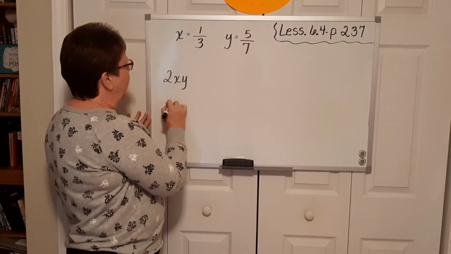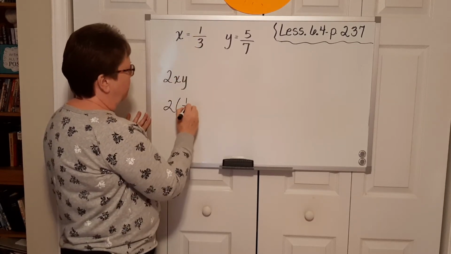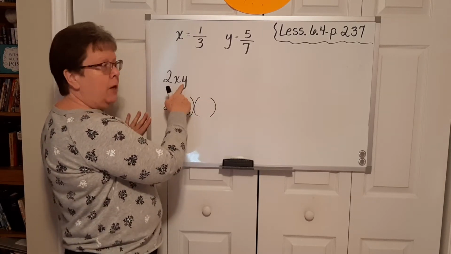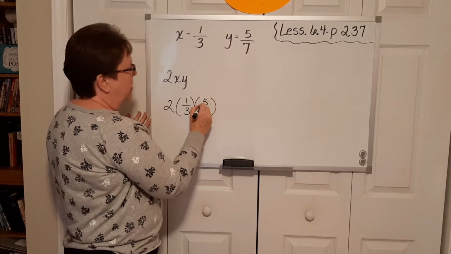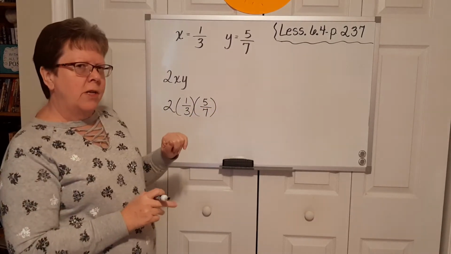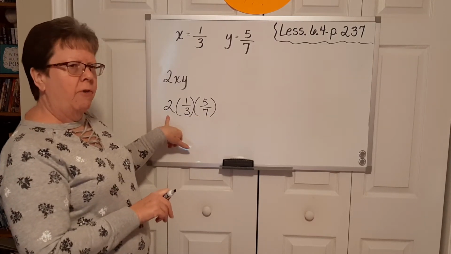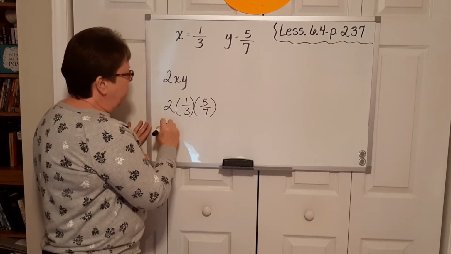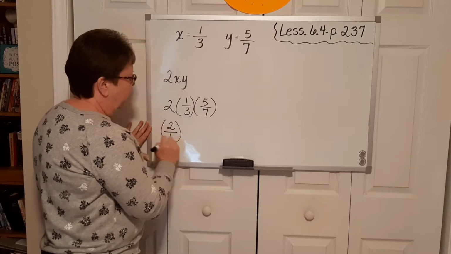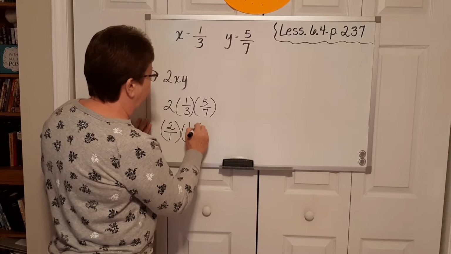So we're going to be multiplying 2 times x. Now x is equal to 1/3. Okay, and then we're going to be multiplying it by what y is equal to, which is 5/7. Now remember, when you multiply fractions, everything has to be in fraction form. Now this is a whole number. If you remember correctly, the way to make a whole number a fraction is just to put a 1 underneath it. Okay, and that changes it to a fraction.